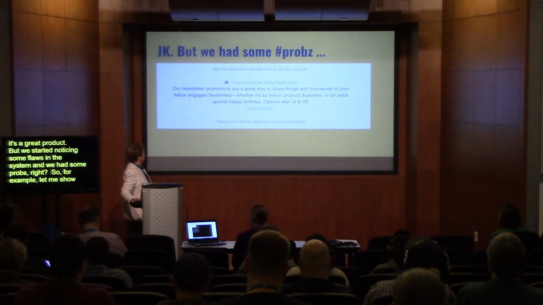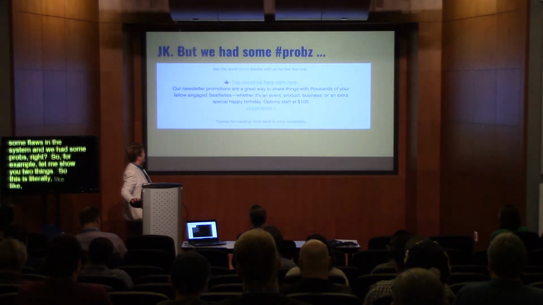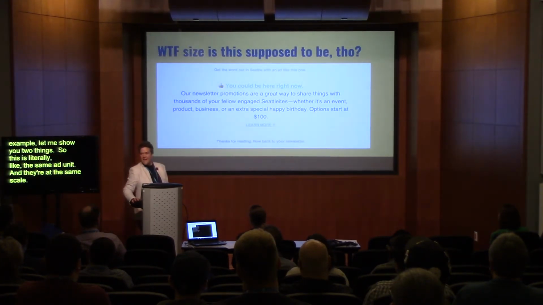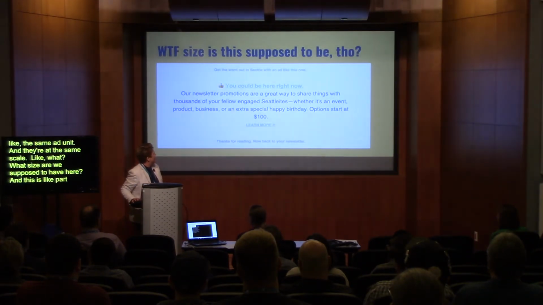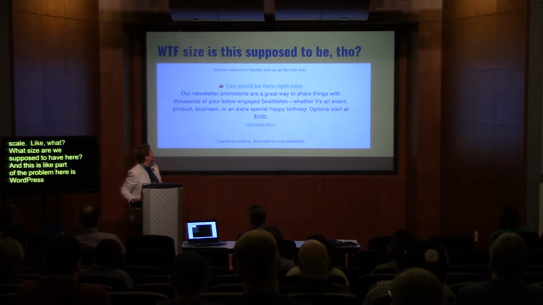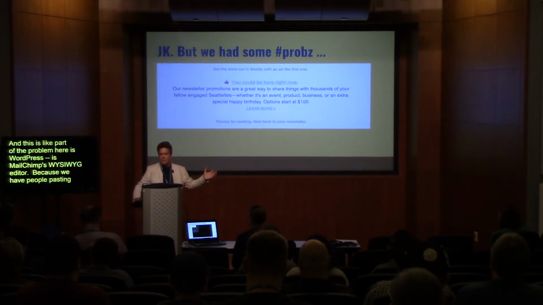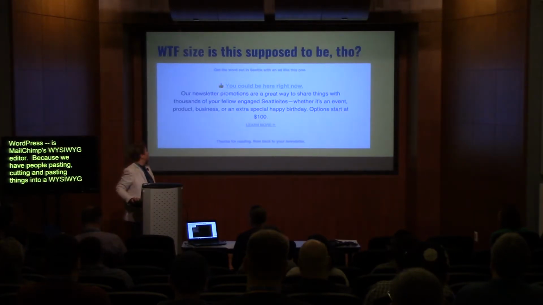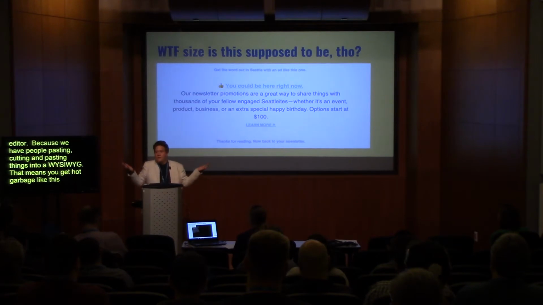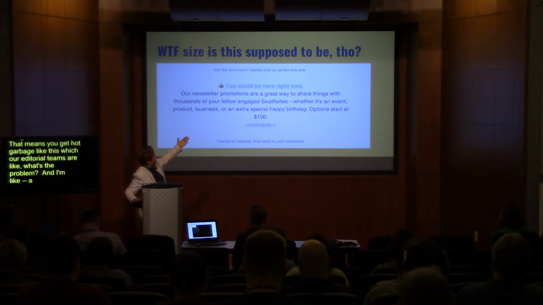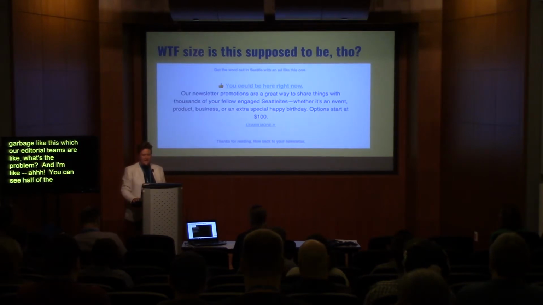So, for example, let me show you two things. This is literally the same ad unit, and do you see they're at the same scale? What size are we supposed to have here? And part of the problem is MailChimp's WYSIWYG editor, because we have people cutting and pasting things into a WYSIWYG, and it means that you get hot garbage like this, which our editorial teams were like, what's the problem? And you can see half of the headline is bolded and part of it isn't. It's just a fun slice of garbage.